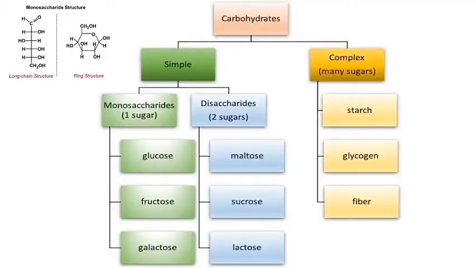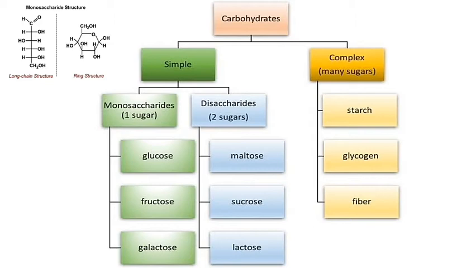The carbohydrates are made up of sugar molecules, which are 6-carbon compounds consisting of carbon, hydrogen, and oxygen in the ratio of 1:2:1. Now, the sugar molecule can exist in two forms, that is the long chain structure and the ring structure, and the carbohydrate can be divided into two types, that is the simple form and the complex form. The simple form of carbohydrate can be of two types, that is the monosaccharide and the disaccharide.